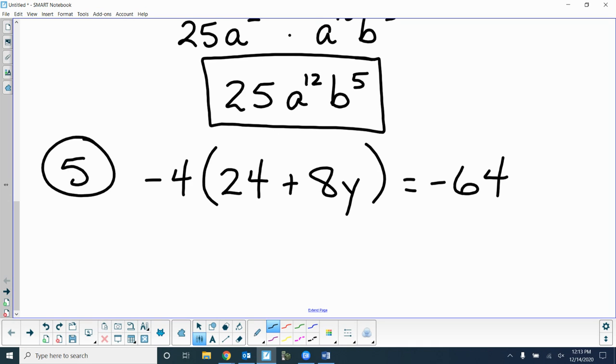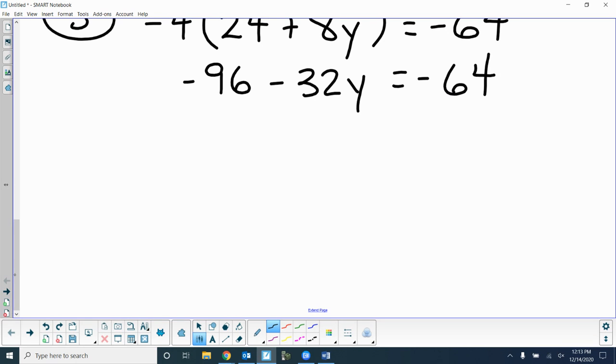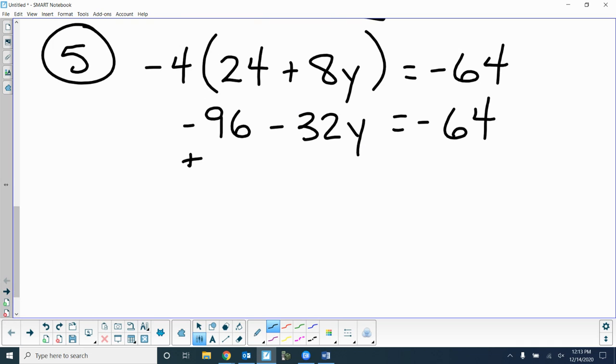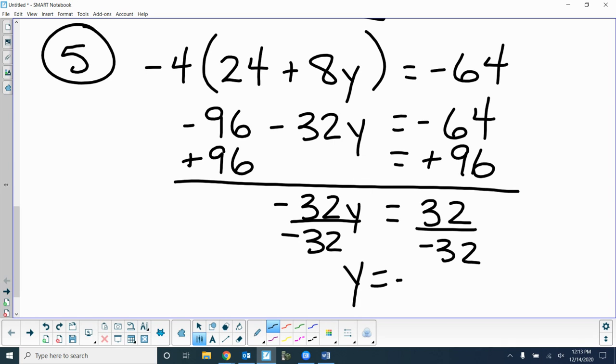But -4 times 24 is a -96, and a -4 times 8 is a -32. Why? And then we're going to take the 96 over. So we're going to add that because it's a negative. The opposite is positive. Don't forget it's a -32. What's that? Positive 32? Divide by your -32. So y is -1. So just solving an equation. You guys are good at solving equations.